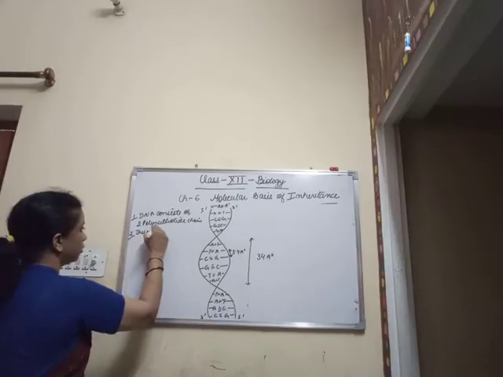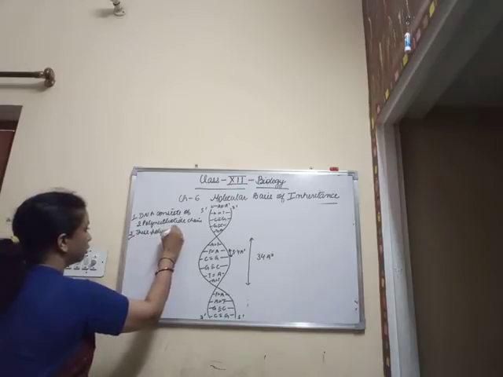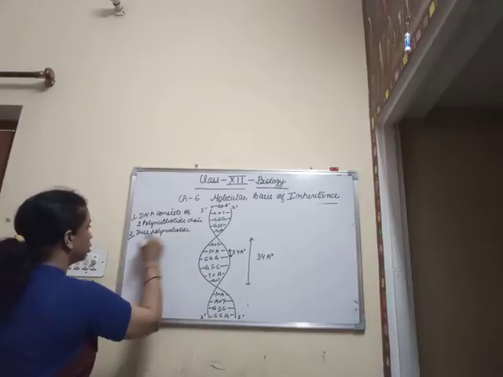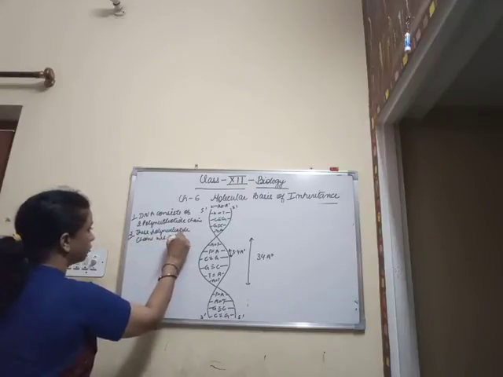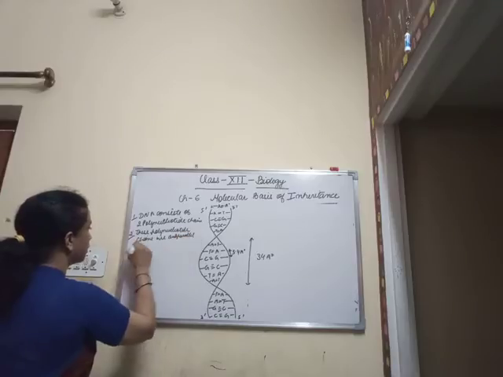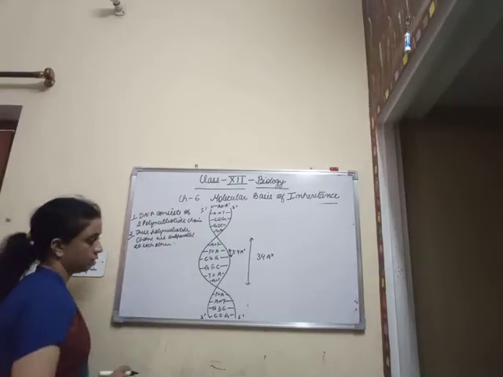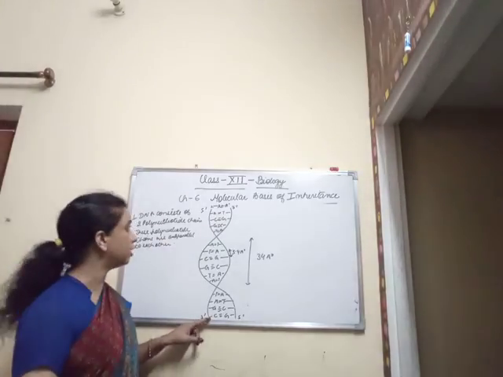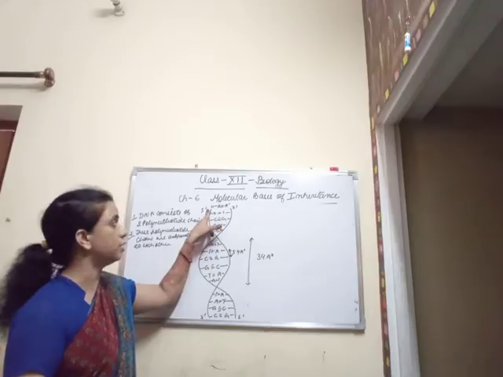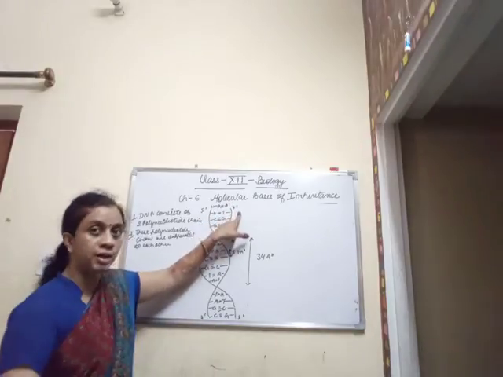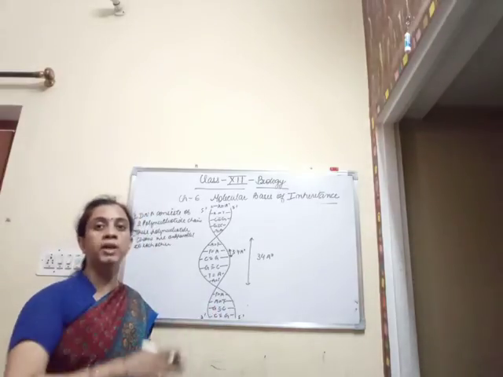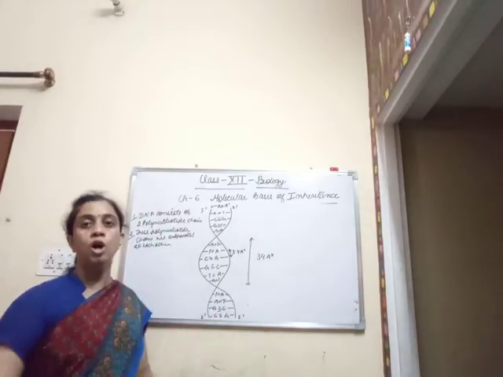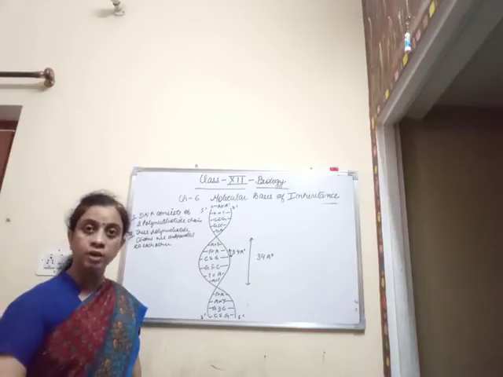These polynucleotide chains are anti-parallel to each other. Means one of the strands is running in 3 dash to 5 dash end direction, and the other strand is running from 5 dash to 3 dash end direction. That is, both the strands are running anti-parallel to one another. Clear? That is, they are running in the opposite direction. Though they are parallel, they are running in opposite direction.